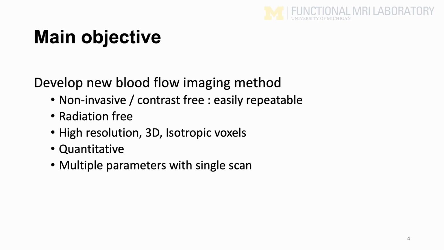So our objective here for this talk and for the work that I've been doing for a long time is to develop new blood flow imaging methods. And we want them to be non-invasive. We don't want to have to inject anything into anyone. We don't want to use radiation. And of course, we want what everybody wants, high resolution and isotropic voxels. We want to be quantitative and we want to get a lot of nuance. So we want to be able to get lots of parameters in a single scan or a single scanning session.